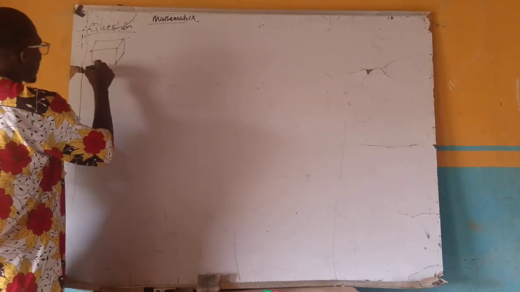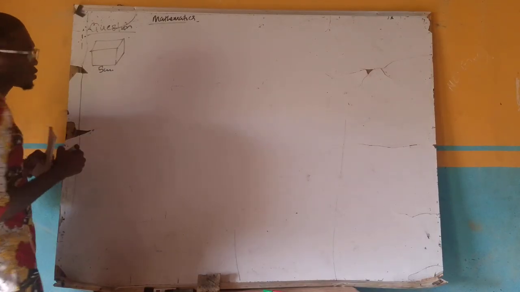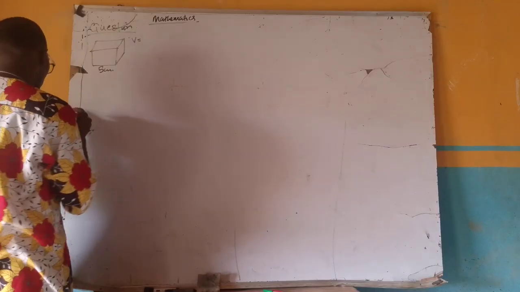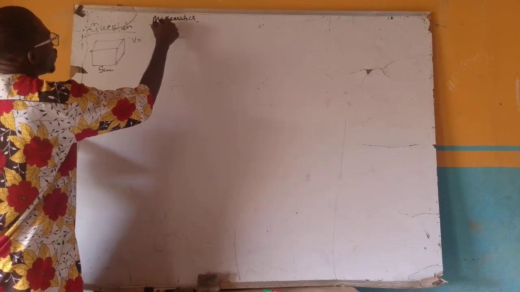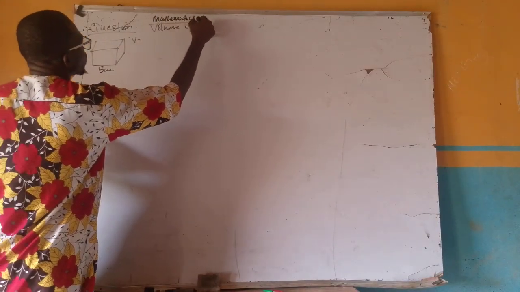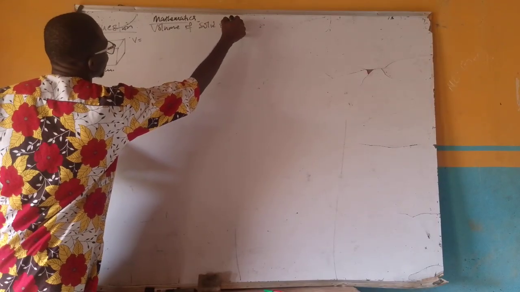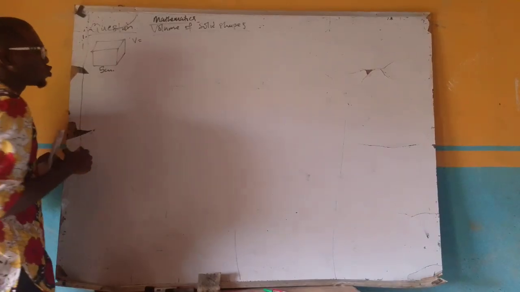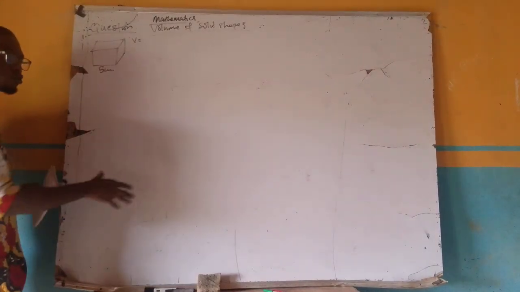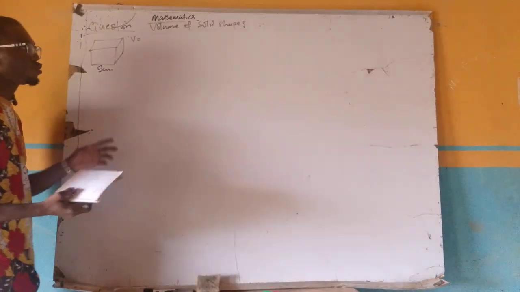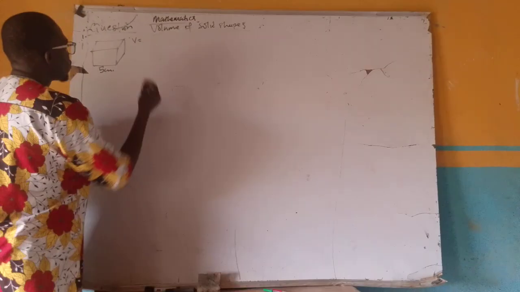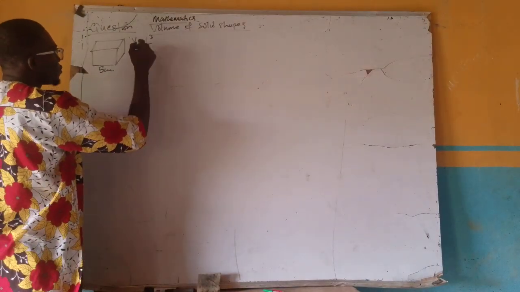Let's say we have 5 centimeters. Remember, all sides are equal. So the formula for finding the volume of a cube. For your stage, you only find the volume. In SS, senior secondary school, they usually find the total surface area, but we are only doing the volume. The formula for this is n raised to power 3.